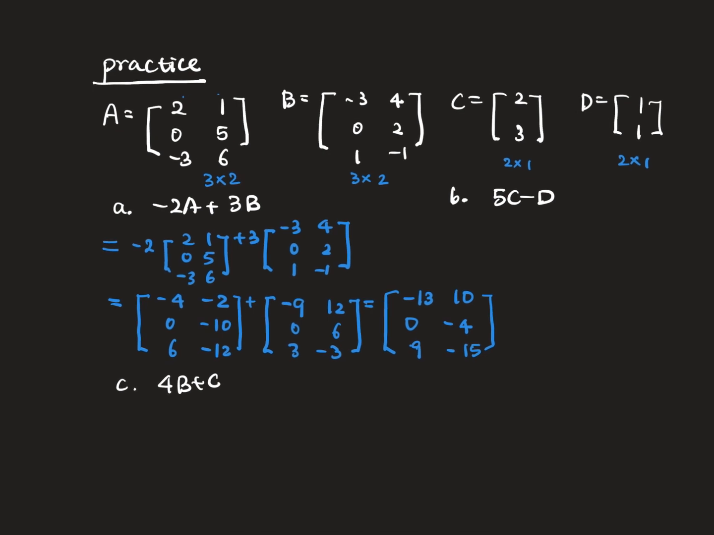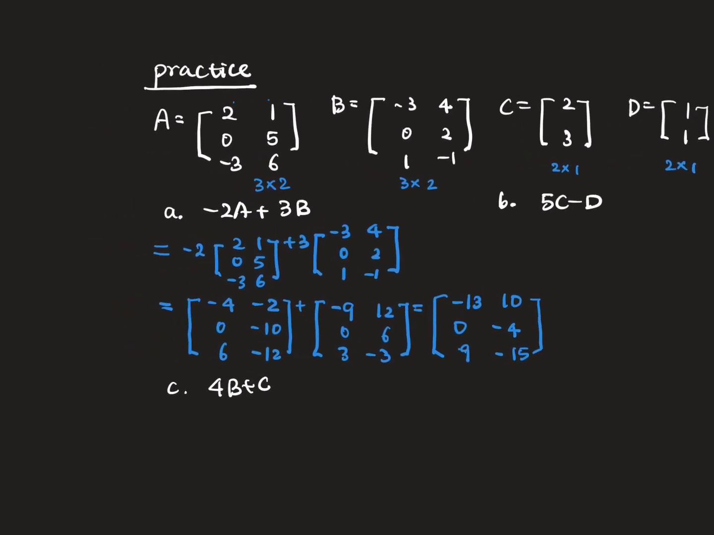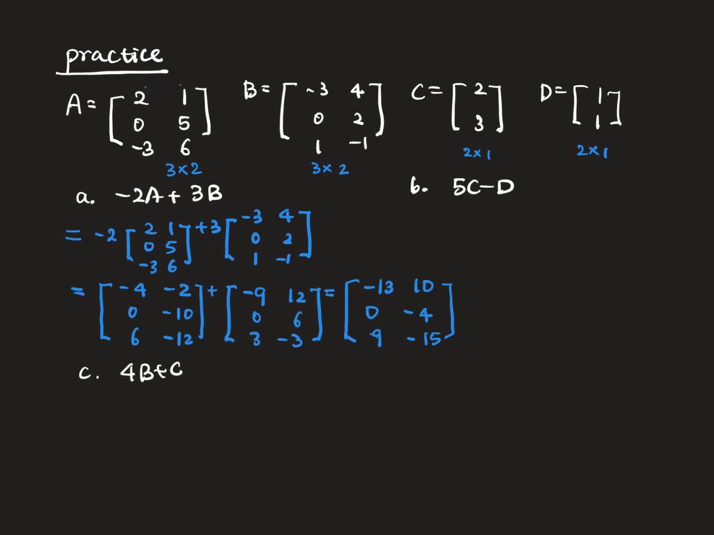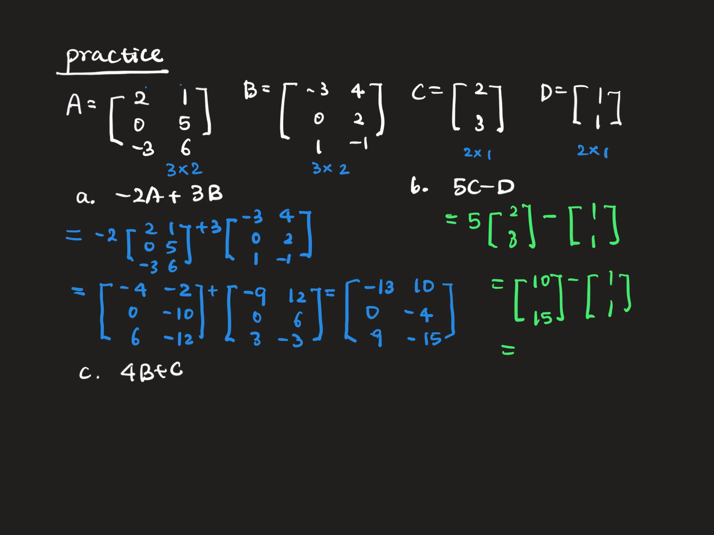Second is 5C minus D. Check the C and D sizes: 2 by 1, 2 by 1, right? So we can do it, guys, same size. Let's do it here: 5 times 2 and 3, minus D, 1 and 1. 5 times 2 is 10, 5 times 3 is 15, minus 1 and 1. So 10 minus 1 is 9, 15 minus 1 is 14. So you can do this one, right?